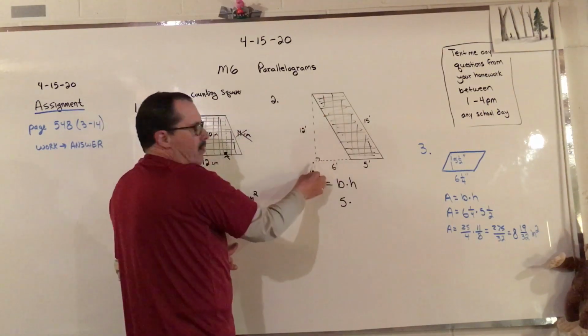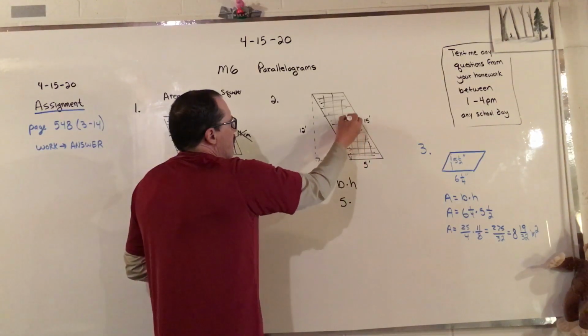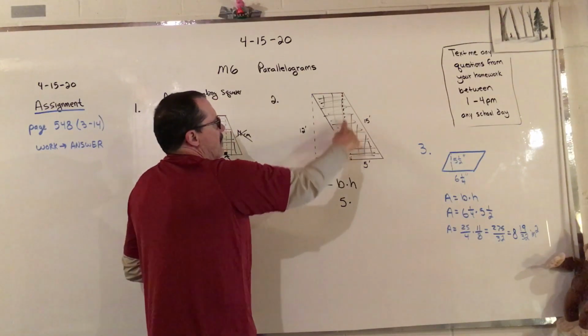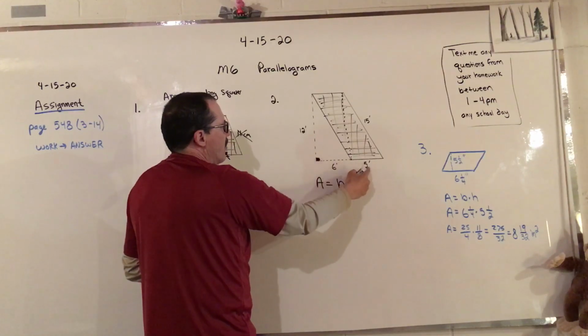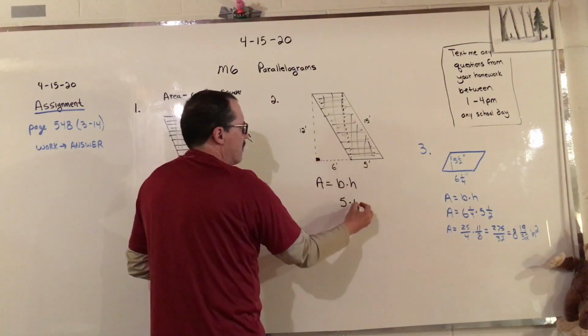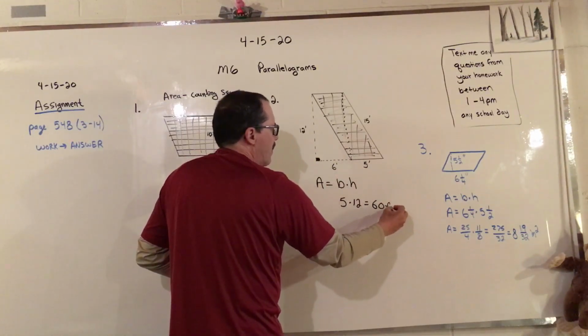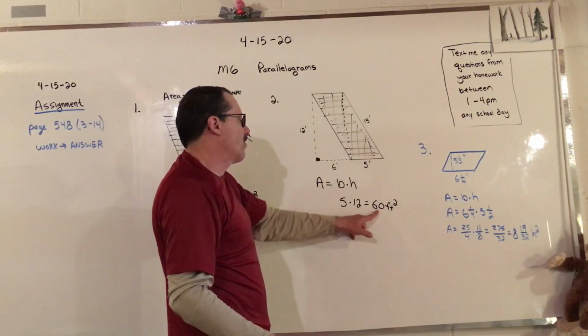See over here where the 12 is, if I put a dotted line in right here inside, you would say that this 12 is the same exact distance as the 12 right here. So again, look for the right angle. I'm going to use the 5 and the 12. And 5 times 12 is 60. And then that would be feet squared. Make sure you put your units in, you guys. I want to see your work and your unit.